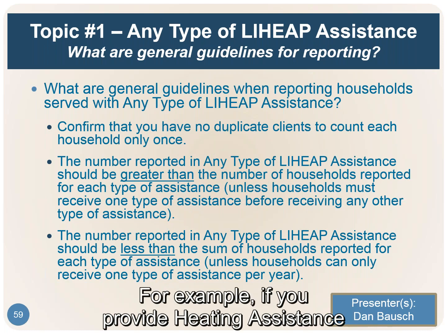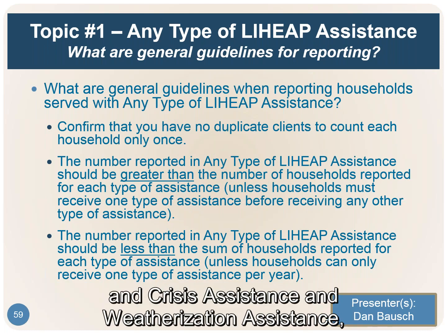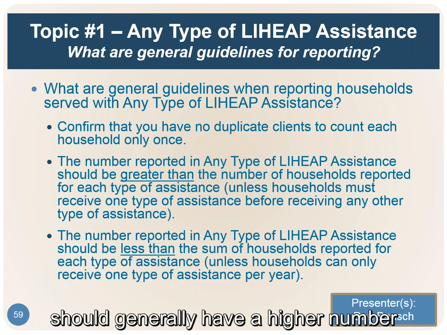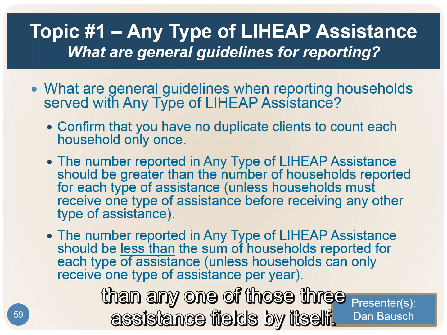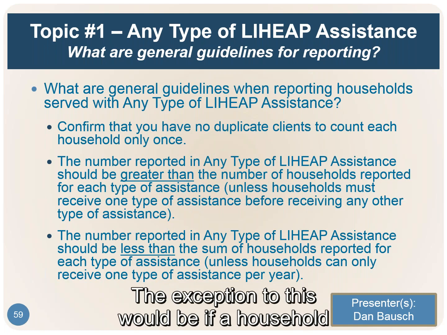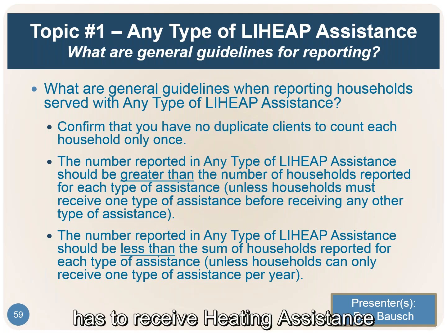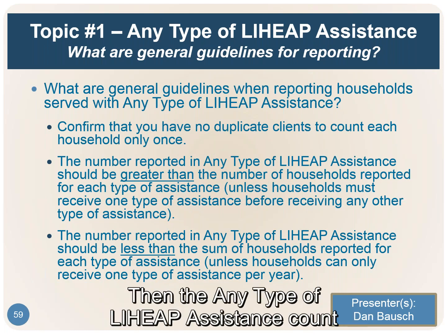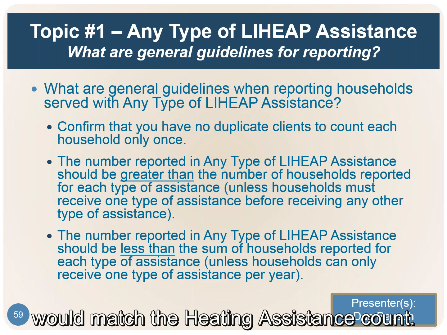So, for example, if you provide heating assistance and crisis assistance and weatherization assistance, the any type of LIHEAP assistance field should generally have a higher number than any one of those three assistance fields by itself. The exception to this would be if a household has to receive heating assistance before they receive any other type of assistance. Then the any type of LIHEAP assistance count would match the heating assistance count.